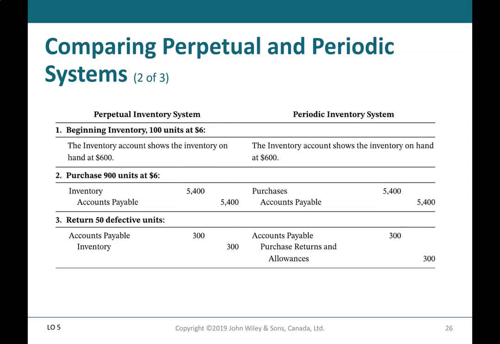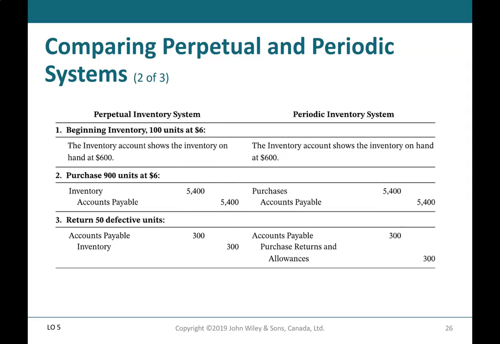Comparing perpetual and periodic systems, 2 of 3. Perpetual inventory system. Beginning inventory, 100 units at $6. The inventory account shows the inventory on hand at 600. Same with the periodic inventory system. The purchase of 900 units at $6: under the perpetual inventory system, you debit inventory 5,400, whereas under the periodic inventory system, you would debit the purchases account for 5,400. Under both systems, you would credit accounts payable for 5,400.